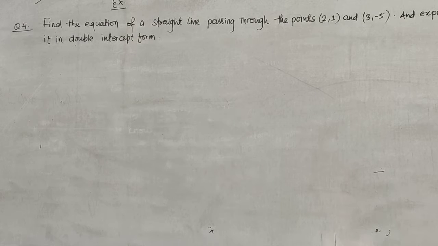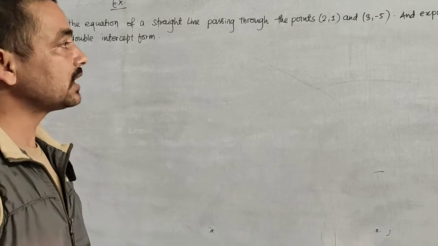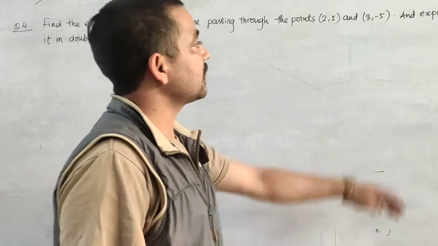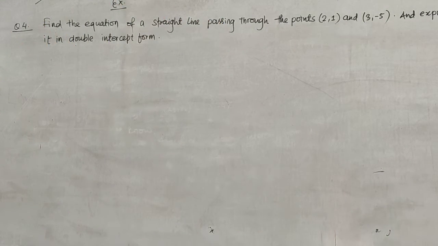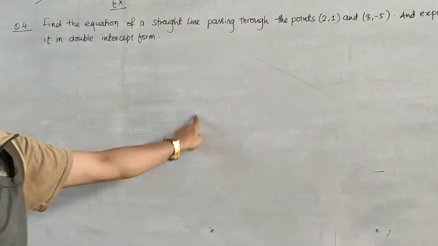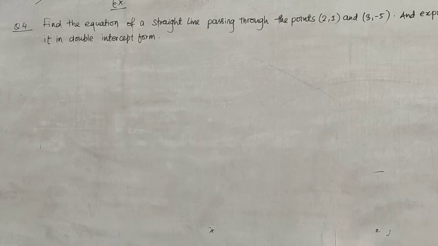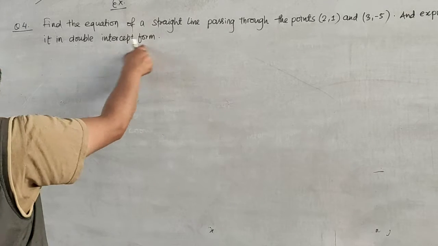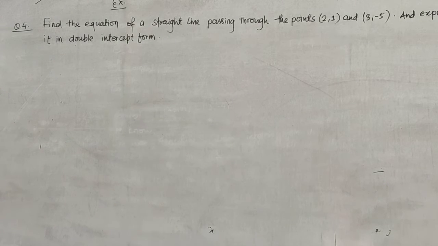We have taken another question, number 4 from the exercise. It is like this: find the equation of a straight line passing through the points (2, 1) and (3, -5). And after getting the equation, we also have to express that equation in double intercept form. How to reduce the given equation in double intercept form, one more thing we will learn here. So let's try to do this.